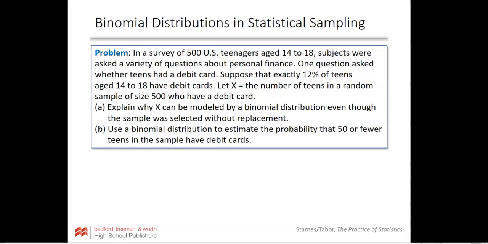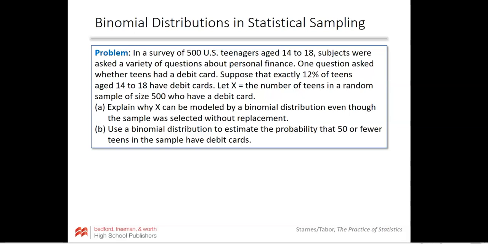Okay, so in a survey of 500 U.S. teenagers aged 14 to 18, they were asked a variety of questions about personal finance. This should be interesting. One question asked whether teens had a debit card. Suppose that exactly 12% of the 14 to 18 age group have debit cards. Let X equal the number of teens in a random sample of 500 with a debit card. Explain why X can be modeled with a binomial distribution, even though the sample was selected without replacement.